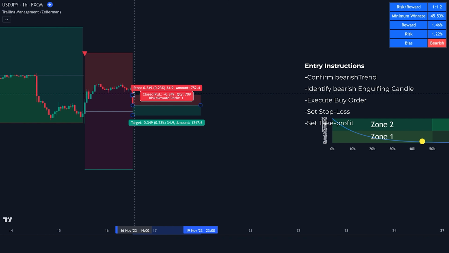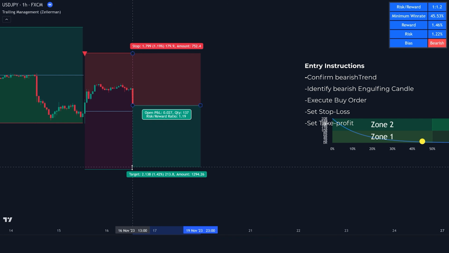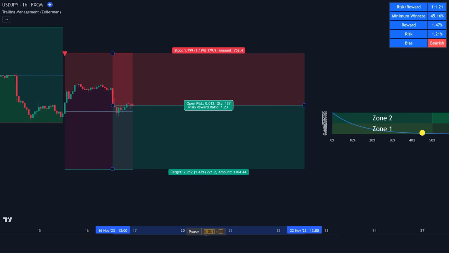4. Set stop loss. Place the stop loss at the level indicated by the trailing management's red stop loss line to protect against unexpected upward movements. 5. Set take profit. Set your take profit target at the level marked by the trailing management's green take profit line. This approach takes advantage of candlestick patterns and trend analysis to maximize the chances of a high win rate while carefully managing risk.